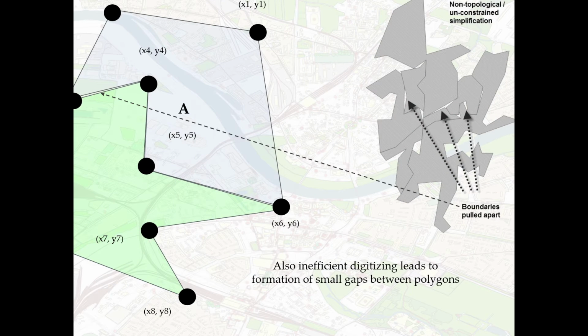There is another problem associated with such issues. If there is a poor level of digitization while digitizing the model, gaps will form between these two polygons. Here, polygon A and polygon B share this common boundary. However, due to poor digitization, we can see some gap, the boundary pulled apart between these two polygons, and that will create a major issue while carrying out further investigations of these GIS data structures.